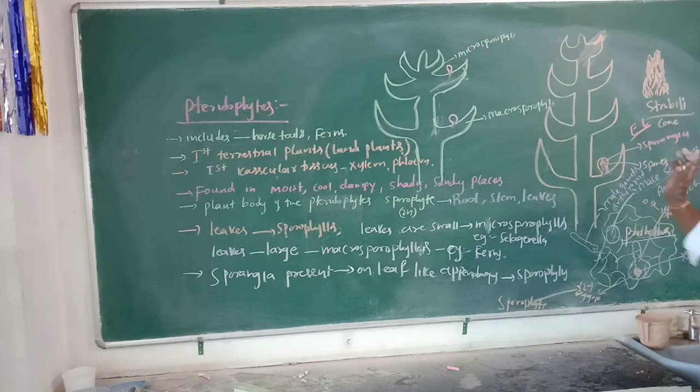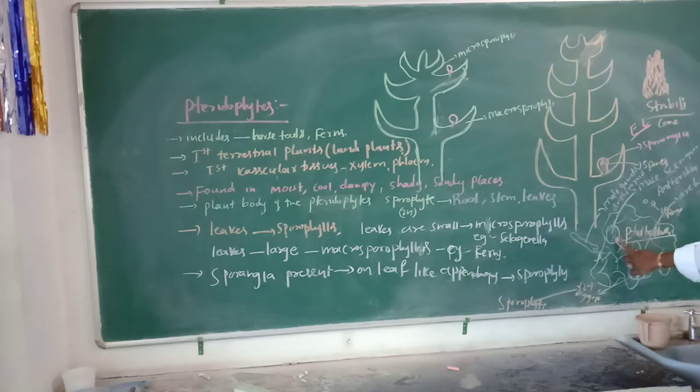Now this sporangia releases spores. Whenever the spores fall on a suitable substratum or soil, the spores germinate into a small multicellular, green-colored photosynthetic gametophyte called prothallus. Why is the prothallus a gametophyte? Because it consists of gamete-producing sex organs: the male sex organ called antheridium and the female sex organ called archegonium.